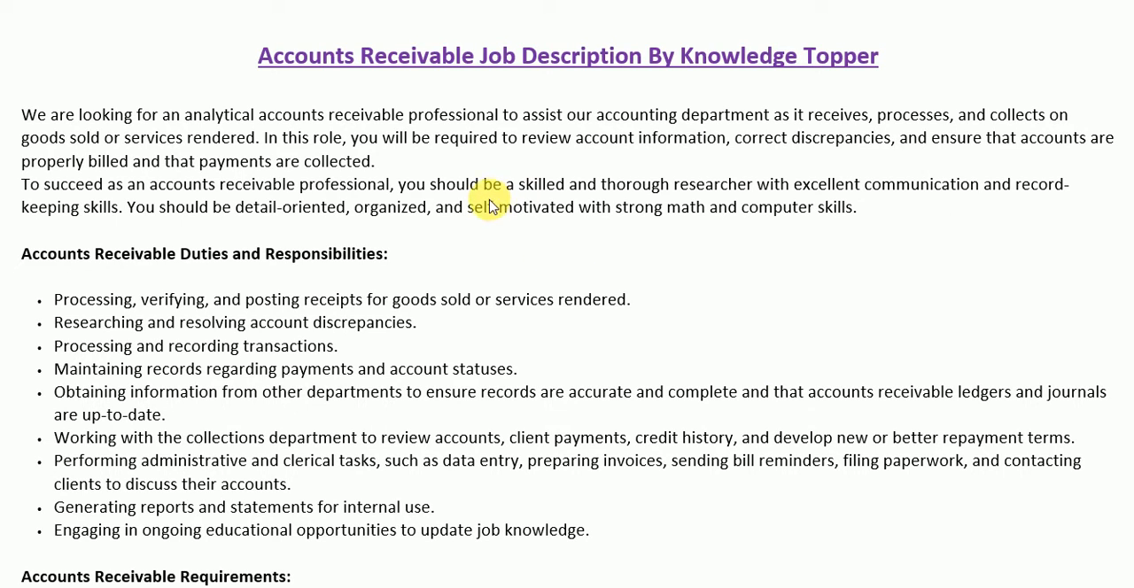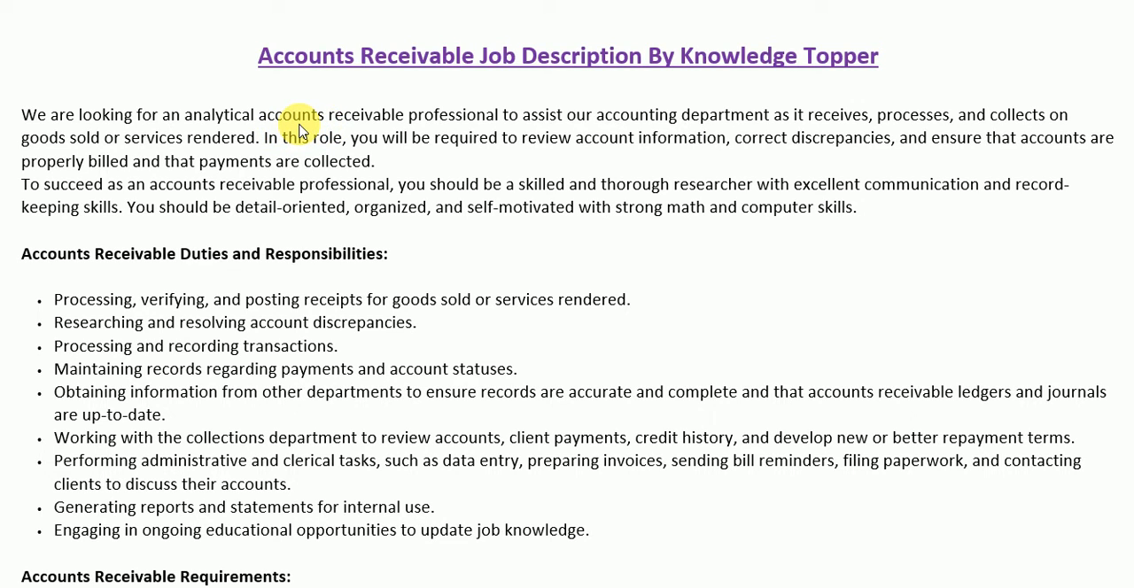So every job description starts with an introductory paragraph, which is called a job summary paragraph. And generally, it is a brief paragraph and it states a particular job title, firstly, for which the particular company is looking to hire its potential candidate. In our scenario, it is for an accounts receivable.